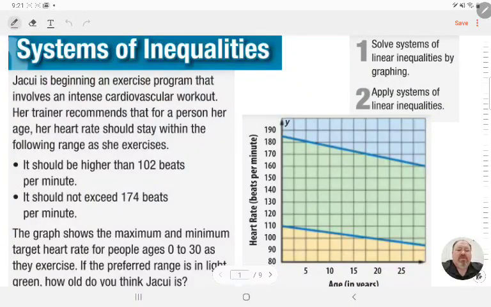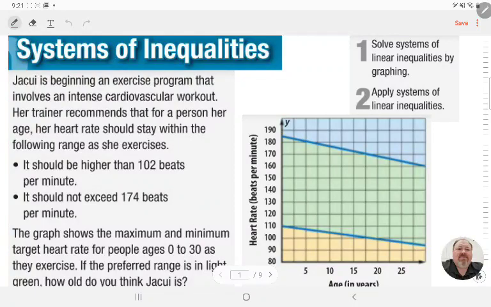All right, so today we're talking about systems of inequalities. We're going to solve systems of linear inequalities by graphing, and we're going to apply systems of linear inequalities. So Jakui is beginning an exercise program that involves an intense cardiovascular workout.